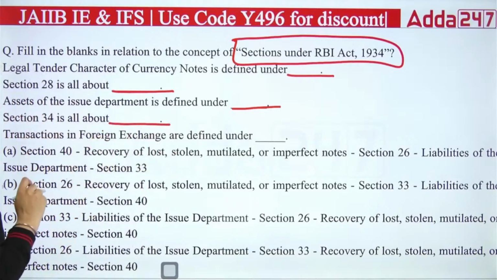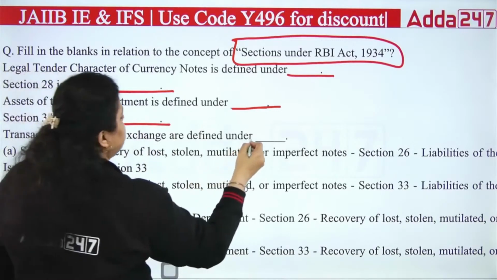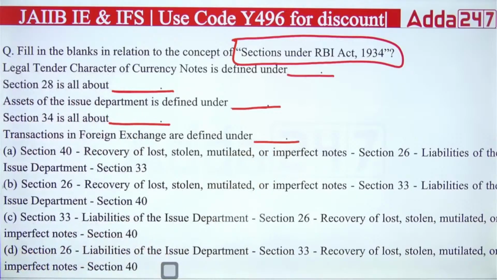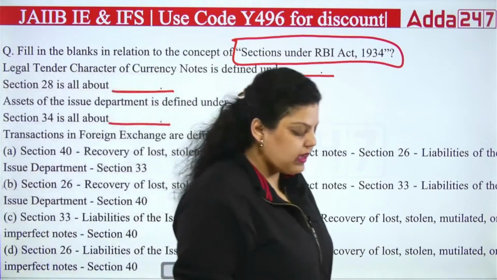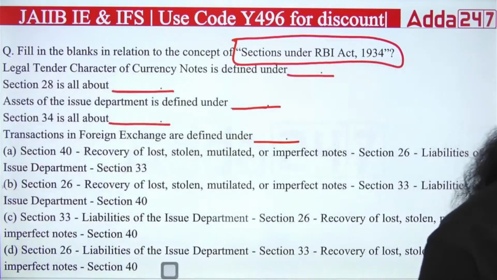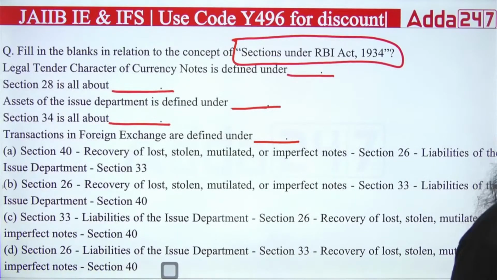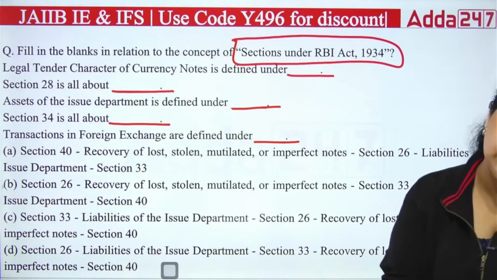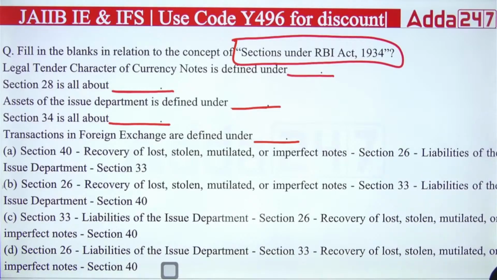Fifth statement is also there. Transactions in foreign exchange are defined under dash section. So read it very carefully. Okay, and let me know the answer. A, B, C or D? Sections we are talking about under the RBI Act 1934. Banking regulations, RBI Act 1934 and Banking Regulation Act 1949, both are very important.